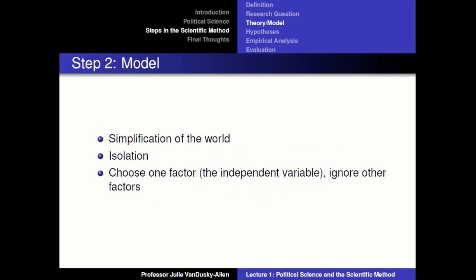The next step in the scientific process is developing a model to explain why you see variations in the dependent variable. A model is a simplification of the world. In our models, we choose one factor that influences variation in our dependent variable. We ignore all the other factors that could influence our dependent variable.